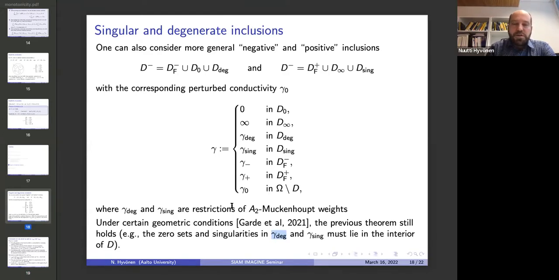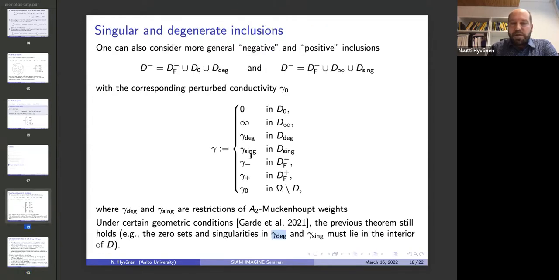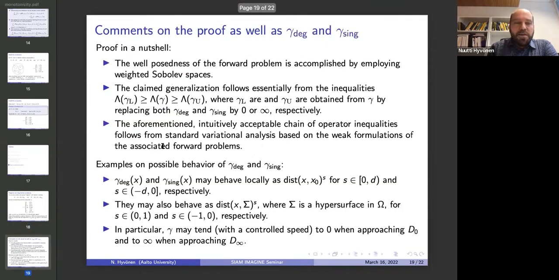So if this condition is satisfied by the conductivity, then there's standard theory of proving the uniqueness of the forward problem using weighted Sobolev spaces. And then the claimed generalization follows. You can't probably see it easily, but you just need to prove that if you have this conductivity where you have these degenerate and singular parts, then if you replace both the degenerate and singular part either by 0 or infinity, then the monotonicity holds.